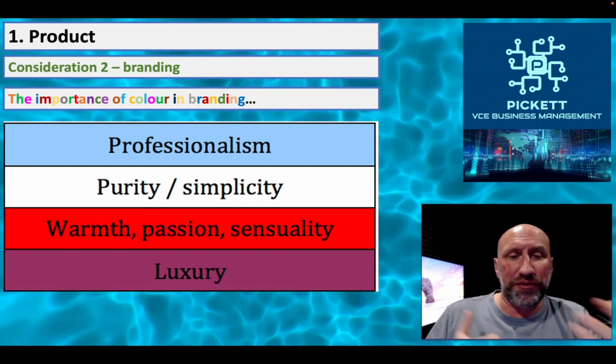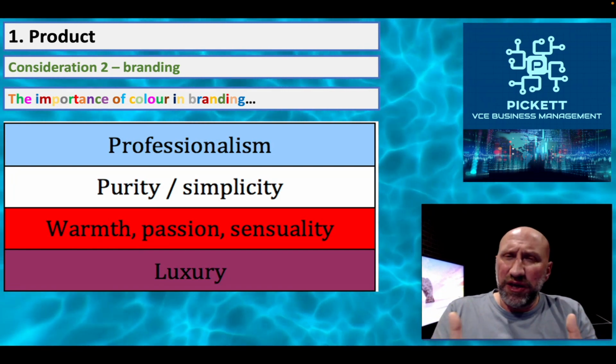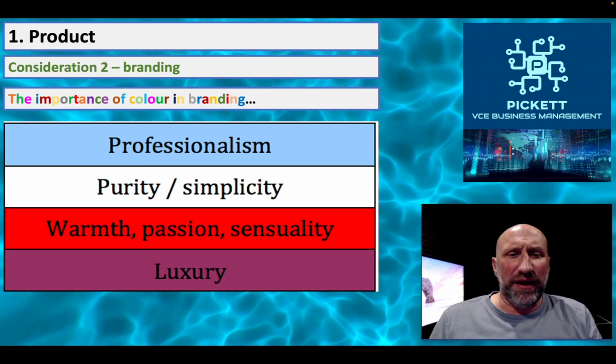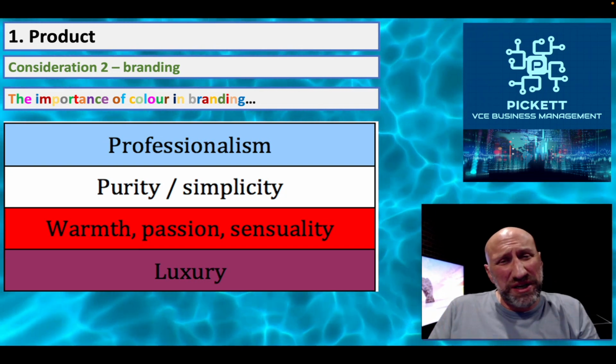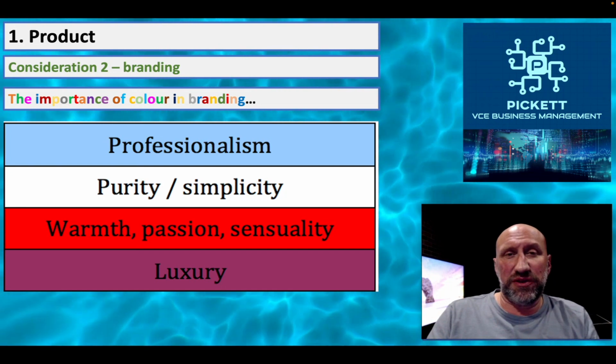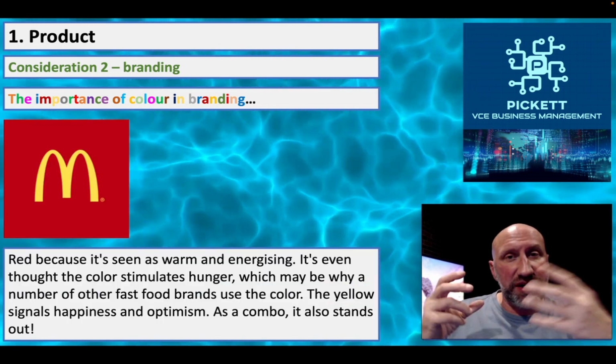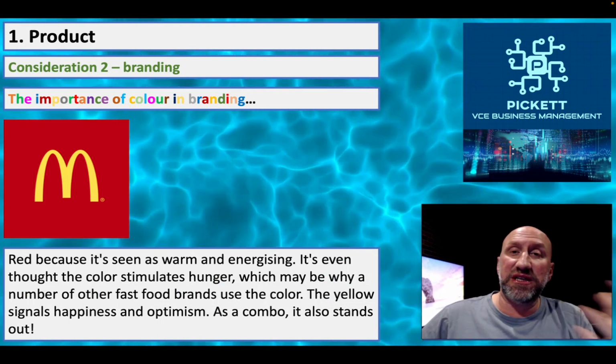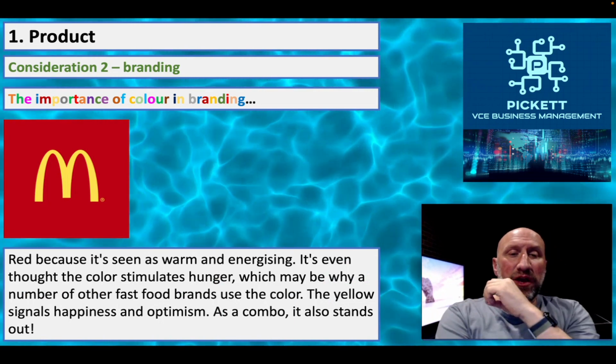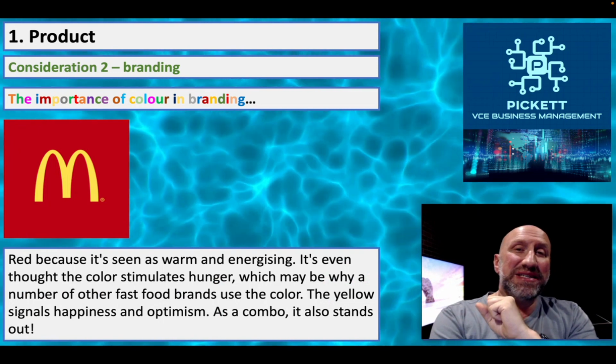Certainly the red for warmth and passion, sensuality, and the purple luxury, purity, simplicity, that white. Yeah, so I think this does kind of make sense when you think about it. So look, just some examples. McDonald's, the red and yellow. Now red because it's seen as warming, energizing. It's even thought that red stimulates hunger.